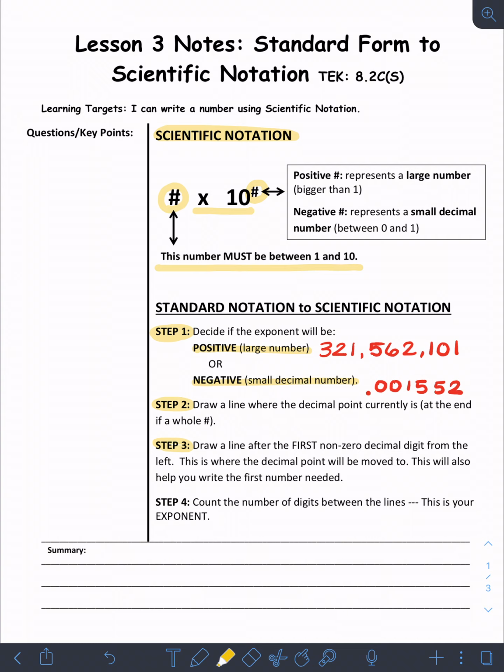And then step 4, you're going to count the number of digits between the lines, and this is going to give you your exponent. Okay, so let's take a look at the next page and we'll do some examples together.